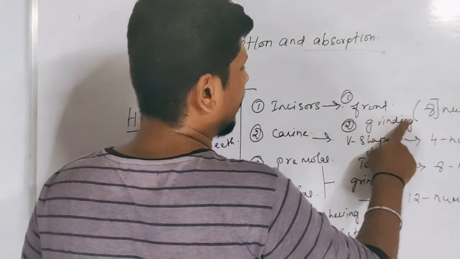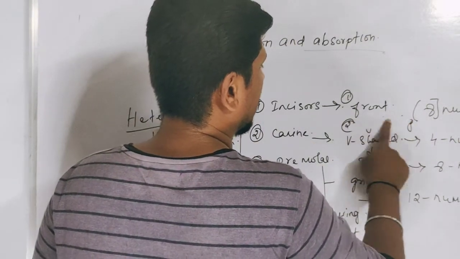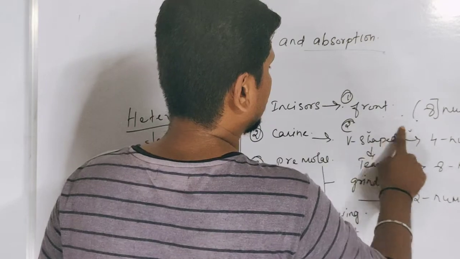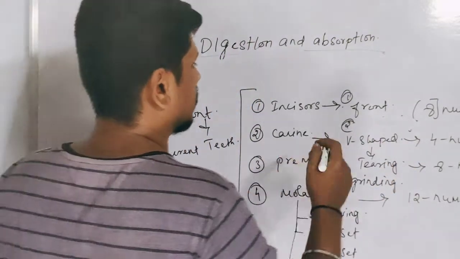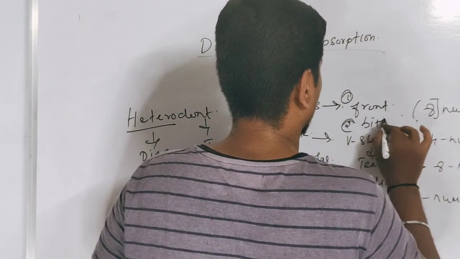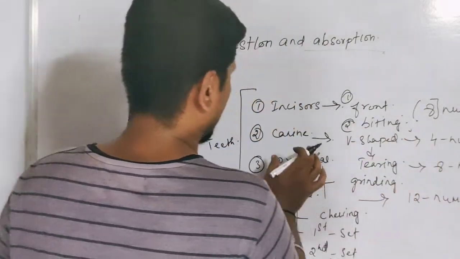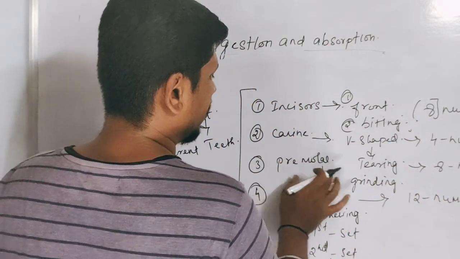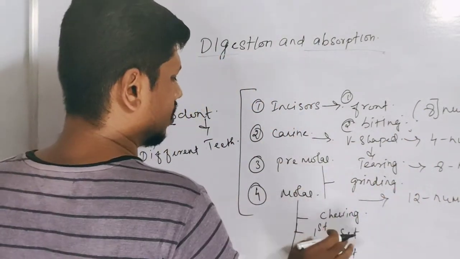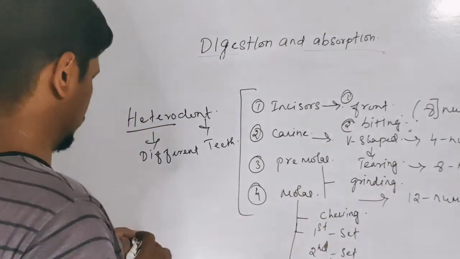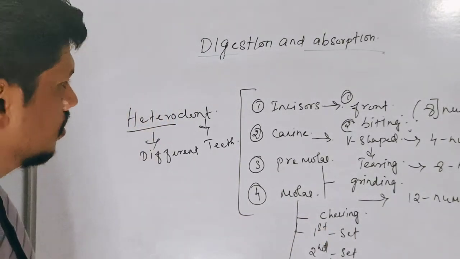Actually, incisors are mainly involved in biting the food materials. Biting. Right? Then of course canine for tearing, premolars for grinding, then molars especially for chewing. Clear? Okay.